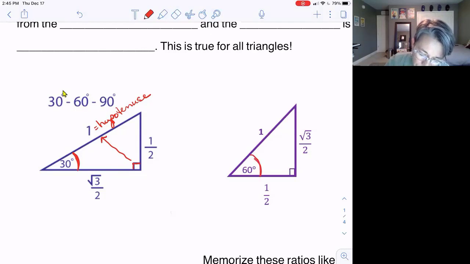If we take a look at that same triangle, but focus on the 60 degrees over here on that purple triangle to the right, notice that the sides still have those same ratios. It's just the longer side, because square root of 3 over 2 is a larger number than 1 over 2, is across from the 60-degree angle. And the 1/2 is still across from the 30-degree angle. That is always the case.